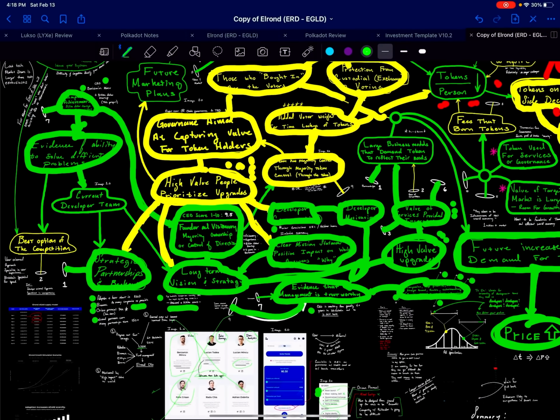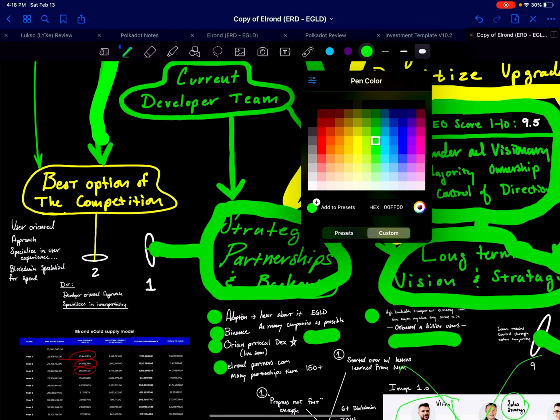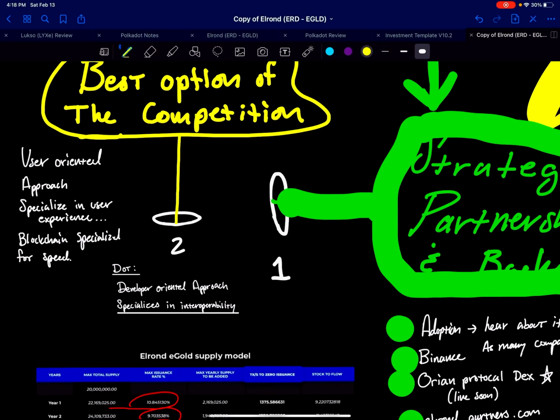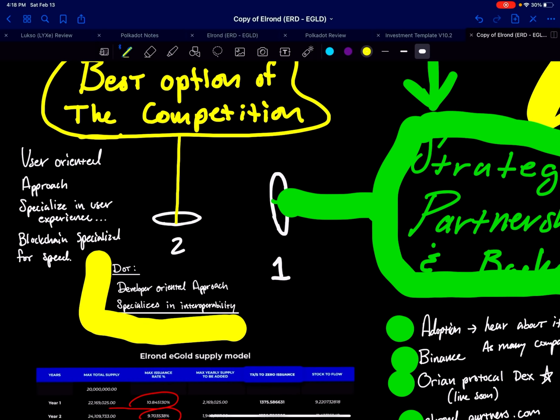Okay, so best of the competition. Now, personally, I hope that they don't try to go too much for interoperability because I think Polkadot is leading the charge on that on a big level. Polkadot has more of a developer-oriented approach, but Mirror has a lot of partnerships as well, and they do have a lot of developers that are onboarding.